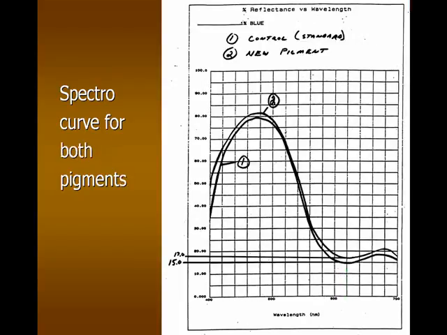Now if we can make a white letdown of our new pigment and also run a spectral curve on it, what we have on our curve here is curve number 1, our control or standard, and curve number 2, the new pigment. At the same wavelength, curve number 2 has a reflectance of 17%, and curve number 1 has a reflectance of 15%.